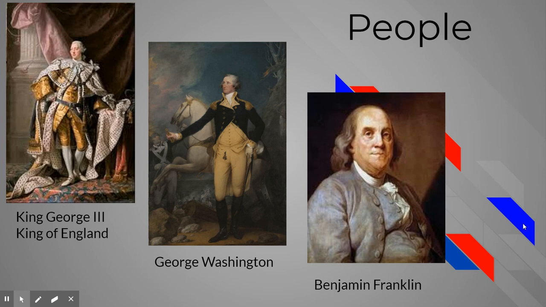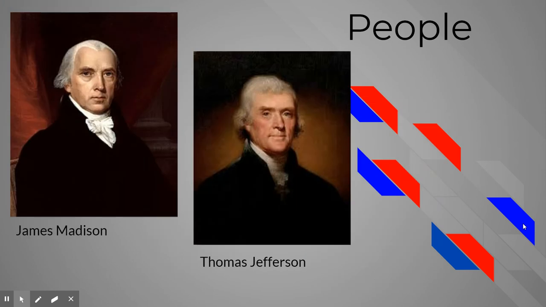So some people: King George III, obviously the King of England, is going to be kind of our main antagonist to the whole story. George Washington and Ben Franklin on the American side. James Madison, a few of you may not know who he is. He's going to be the founder of our modern style of American government. He pretty much wrote the Constitution. And Thomas Jefferson.